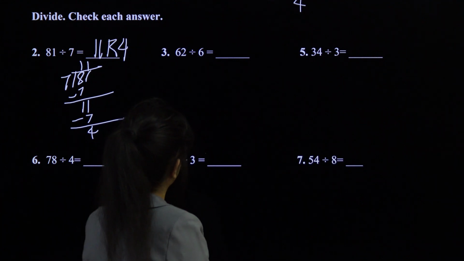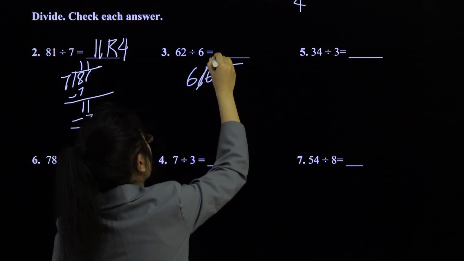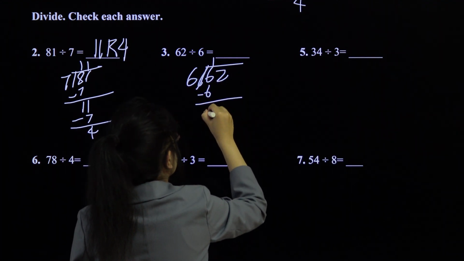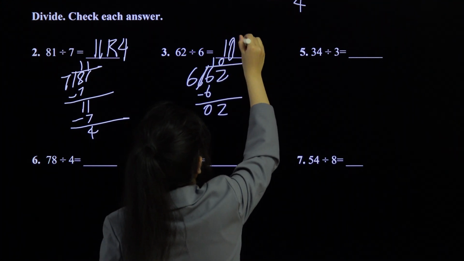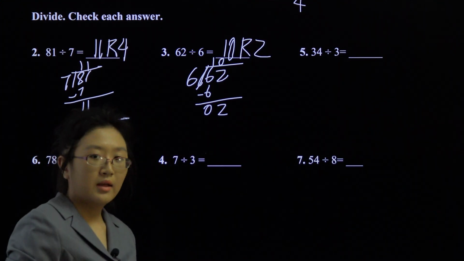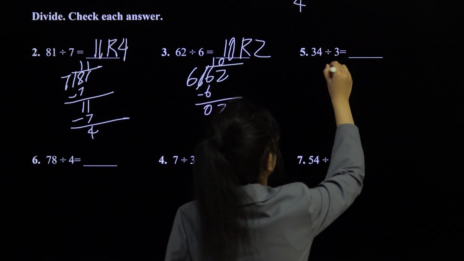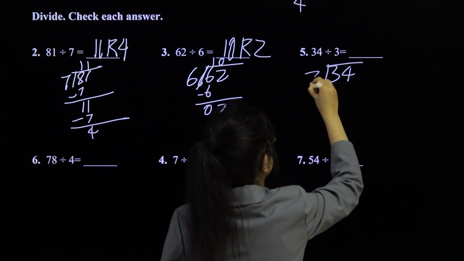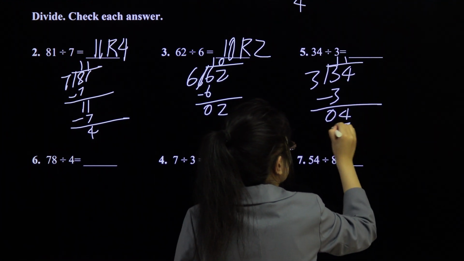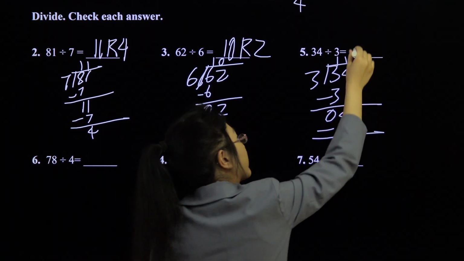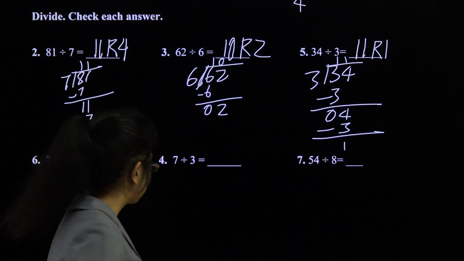Now, 62 divided by 6. 62 divided by 6, and we get 1 and 2. 10 remainder 2. Check. 6 times 10, 60, plus 2, 62. Now 34 divided by 3. You get 11 remainder 1. 11 times 3 is 33, plus 1, 34.